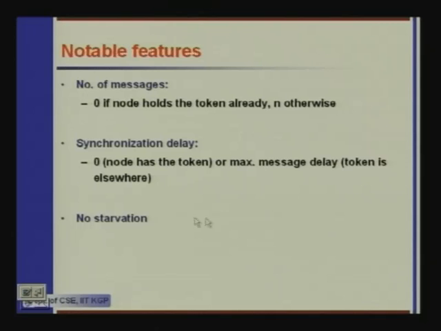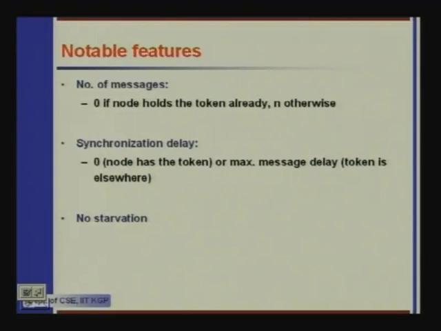What is the synchronization delay? What is the meaning of synchronization delay? One node exits the critical section and the next node enters the critical section. The gap between the two is the synchronization delay. Now, the synchronization delay is 0 if the node has the token and the token is idle. Otherwise, it is the maximum message delay, because the node which completes the critical section sends the token to the next node, and whenever the next node gets it, it enters the critical section.